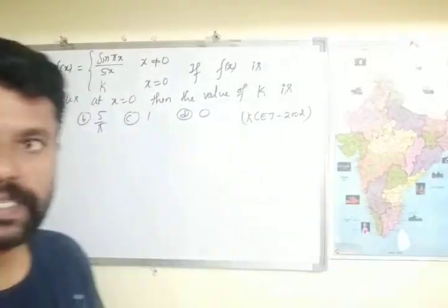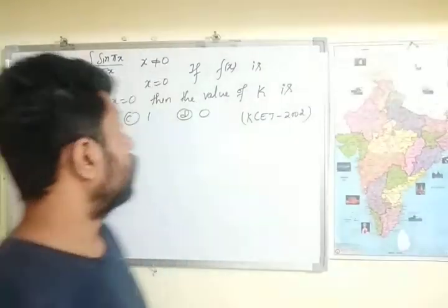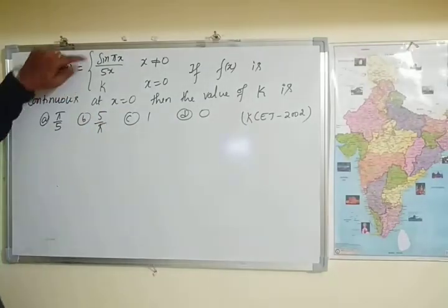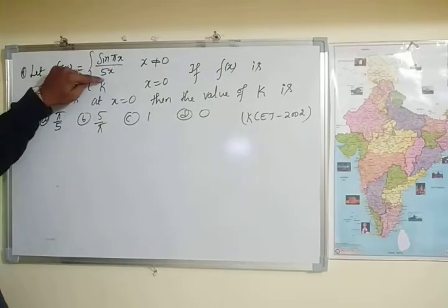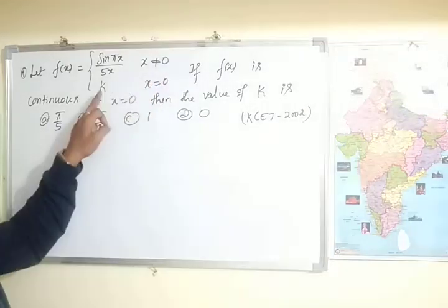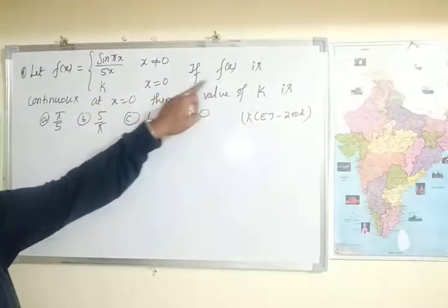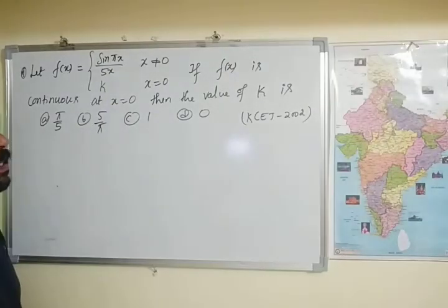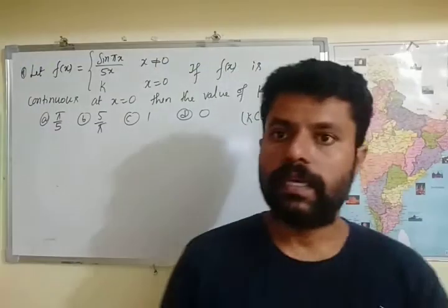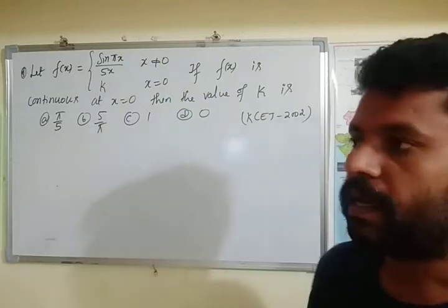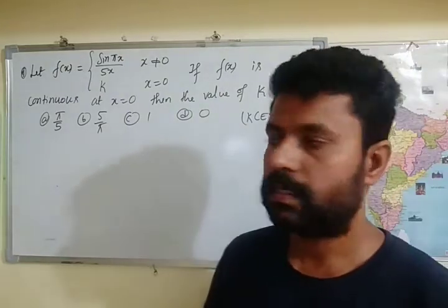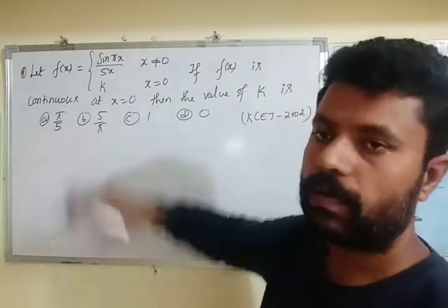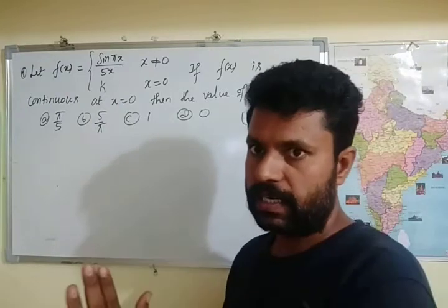Okay, now here we discuss the problems. See, for the first one, let f of x is equal to sine pi x divided by 5x for x not equal to 0, and k for x is 0. If f of x is continuous at x is equal to 0, then the value of k is? See here we have the data, f of x is continuous at x is equal to 0. When the function is continuous, we know the definition.